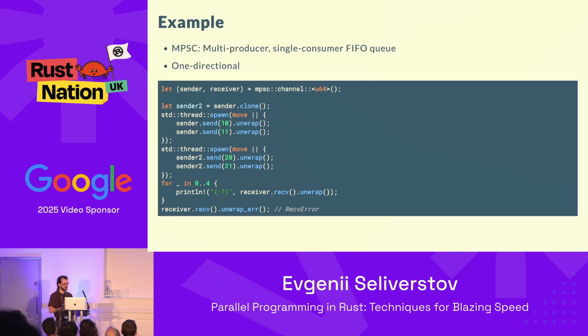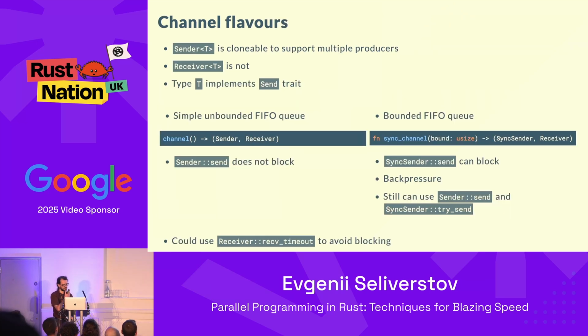So a really simple example from the book as well, I suppose, yeah? It's about how to make one consumer and different producers. So we just push a lot of data from different threads, and we just clone the sender, and then we receive all the data in the receiver, yeah? Pretty simple. But channels come in different flavors.